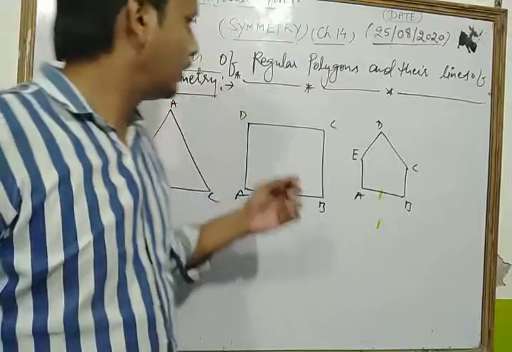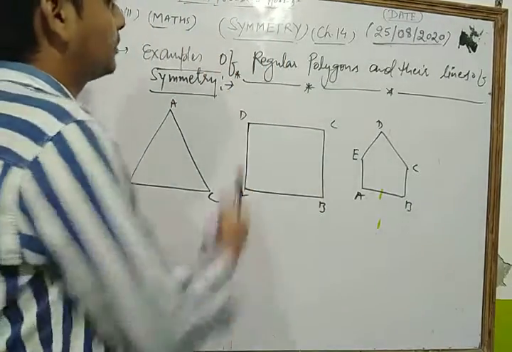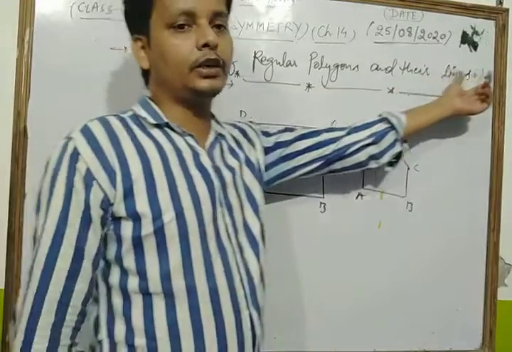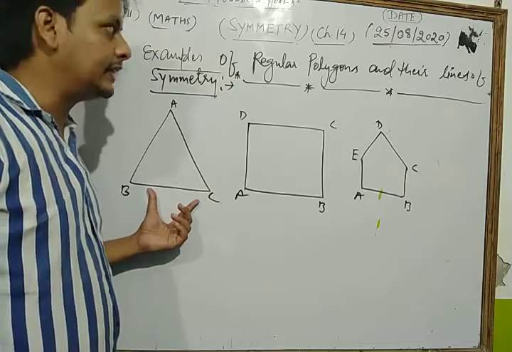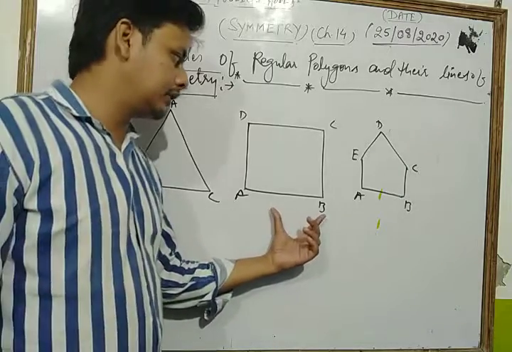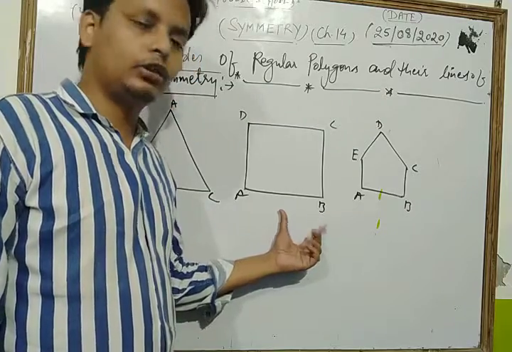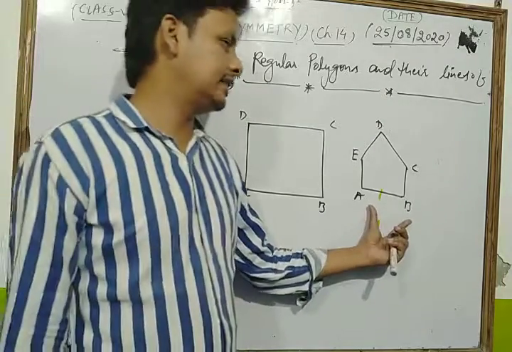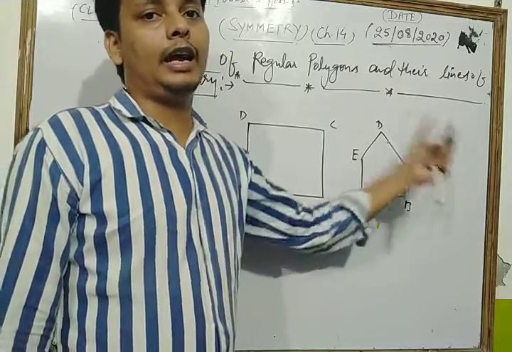Now, dear students, today we discuss the sum. We take some examples of the regular polygons and their lines of symmetry. First we take an equilateral triangle because it is a regular polygon. The second shape is what? A square, because it is also a regular polygon. The third shape is the pentagon. It is also a regular polygon, having 5 sides.